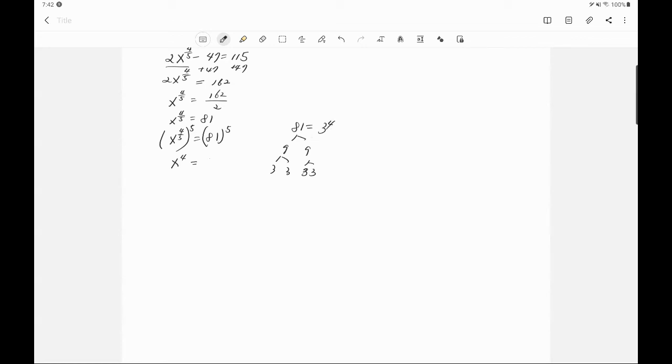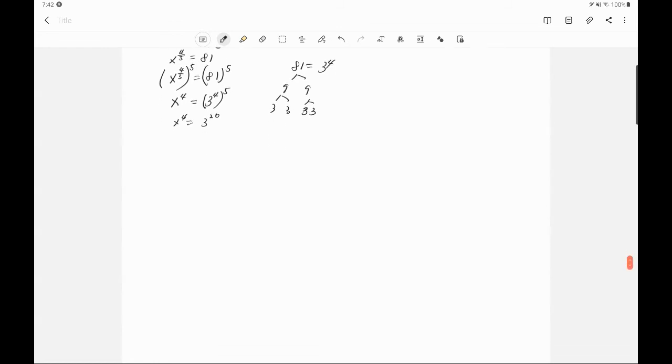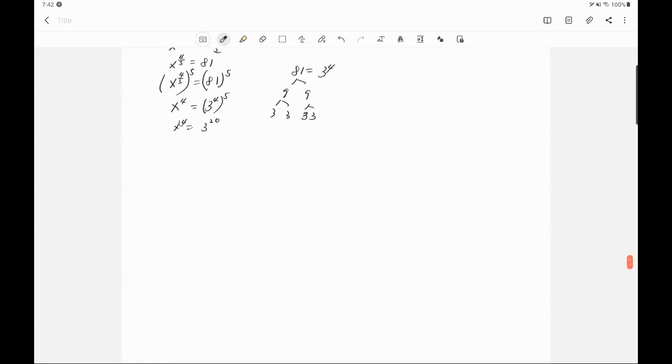So can we write it something like this? 3 to the fourth power raised to the fifth power. So x to the fourth power is 3 to the 20th power, right? It's a large number, but don't worry. If the exponent is 4, then what do we do? x is plus or minus, right? Plus or minus. And since the exponent is 4, we take the fourth root.